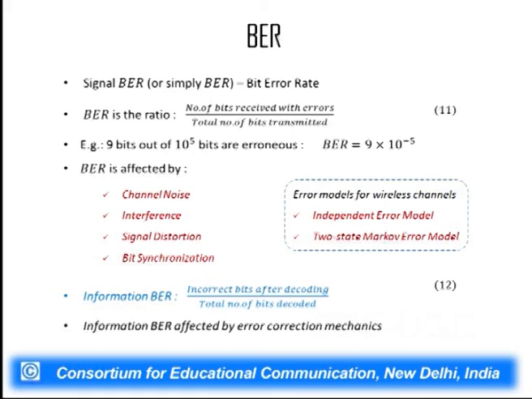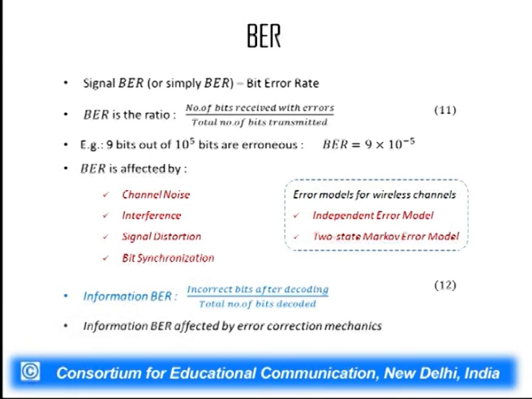So, let us now study what a BER is. It is an important parameter, a synonym for bit error rate. It is mathematically defined as the fraction of the number of bits received with error at the destination end, divided by the total number of bits that were actually transmitted by the source. Now, this mathematical equation given in equation 11 is actually the signal bit error rate.